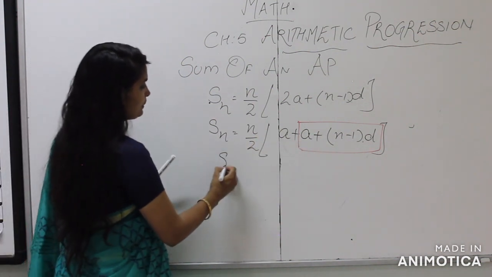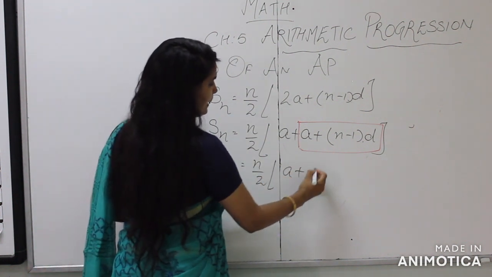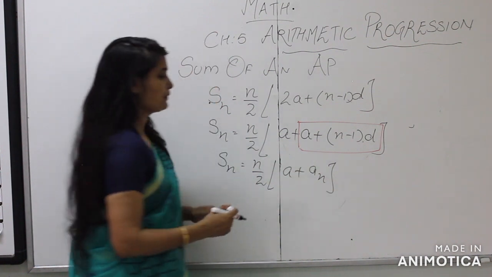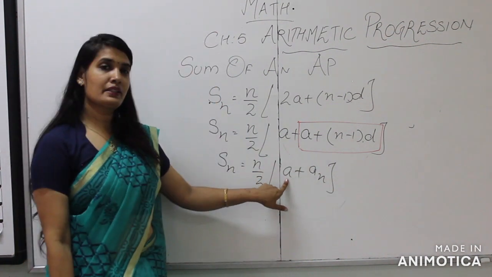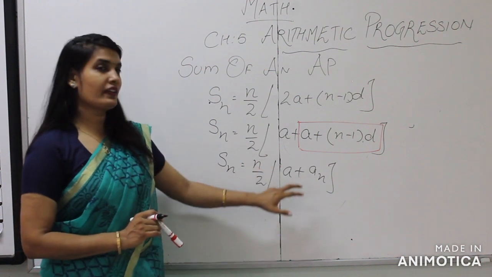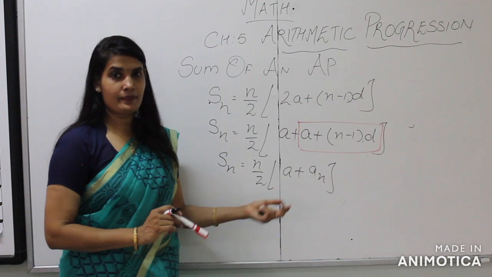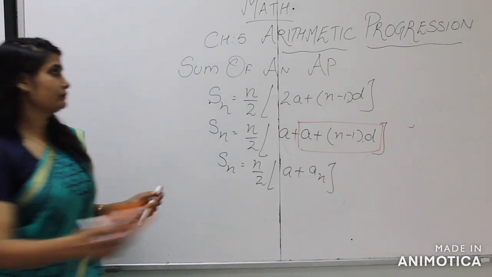So what will be the new formula then? n upon 2, a plus an. Means in your series, if first term and the last term is given and n term is also given, so we can easily find Sn, right? So we can use this formula also. Got it? Now we'll solve one question.